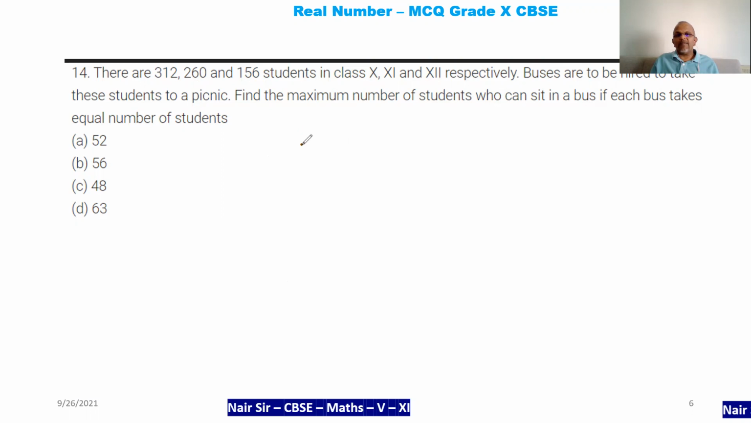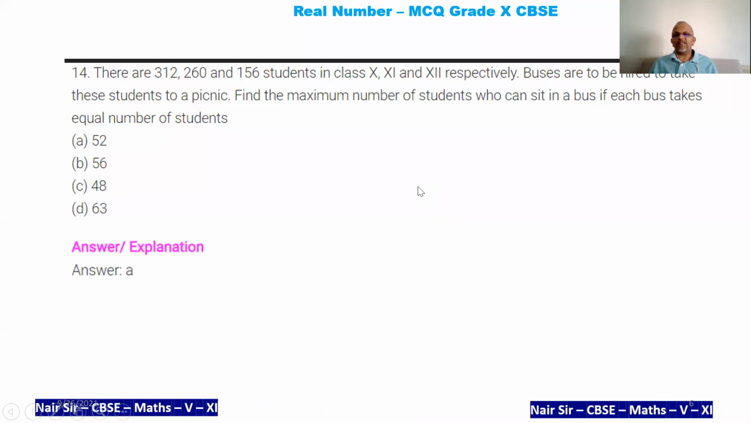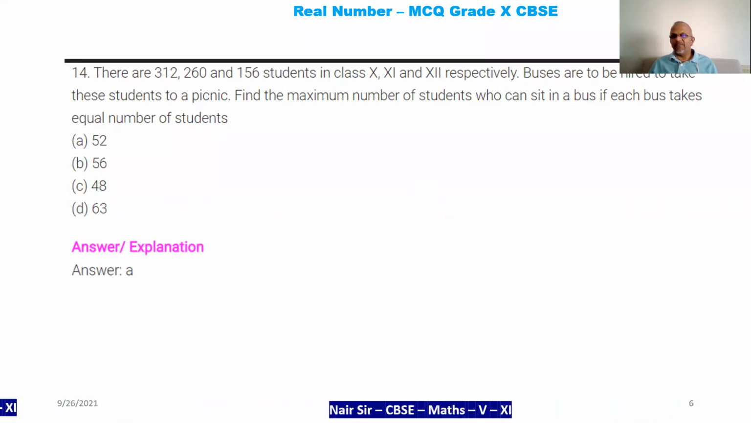Just look at this. It is 156, 260 and 312. You can very well take 260 and 156. Solve this, and whatever you get, find it with 312. Answer is A, 52.